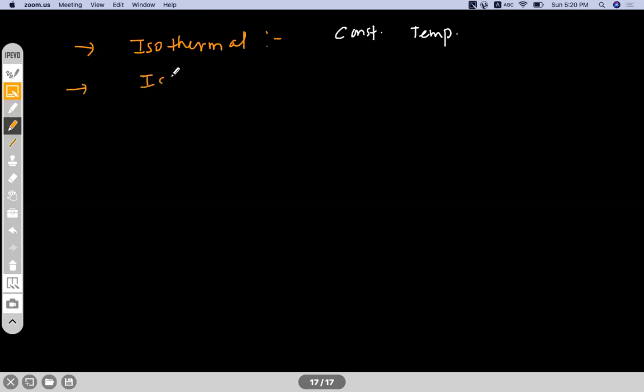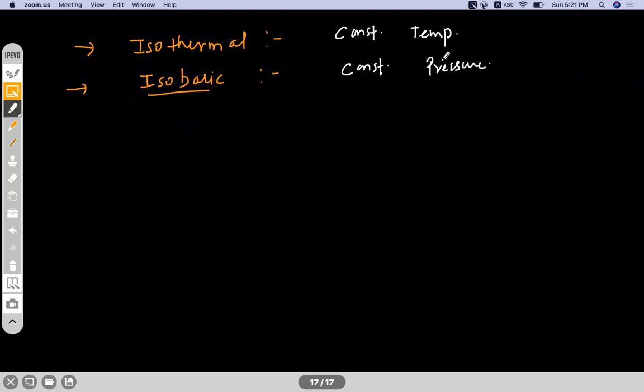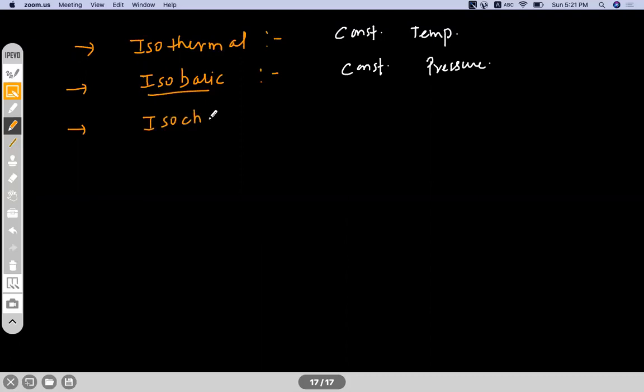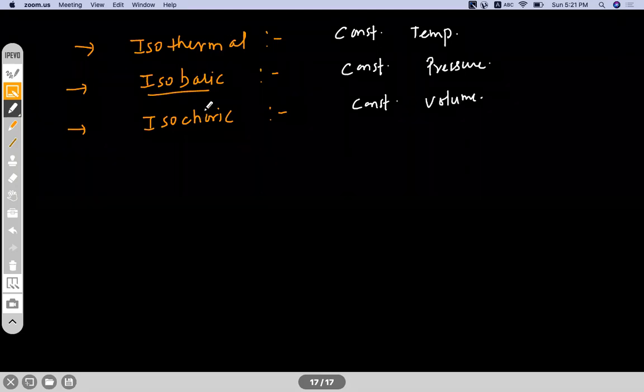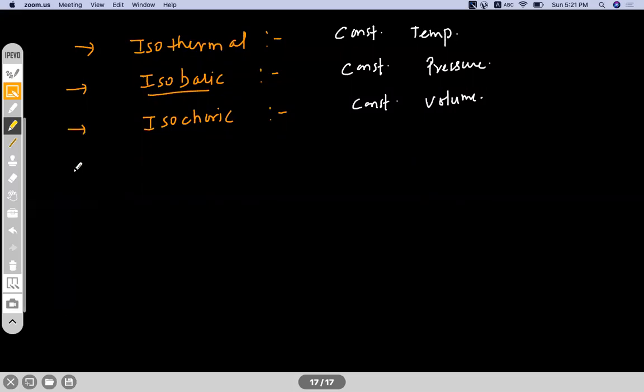Isobaric. What is isobaric? Iso is again same. Bar is the unit of pressure. So it is constant pressure process. And the third one in this chain we have isochoric. Okay. Isochoric, it is the third variable, that is constant volume. So this you must remember: temperature, pressure, and third one is volume.